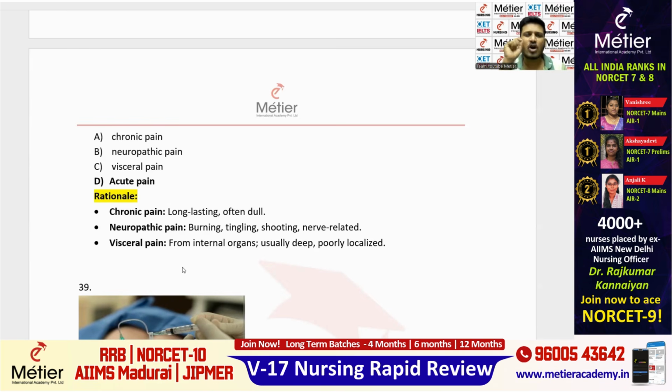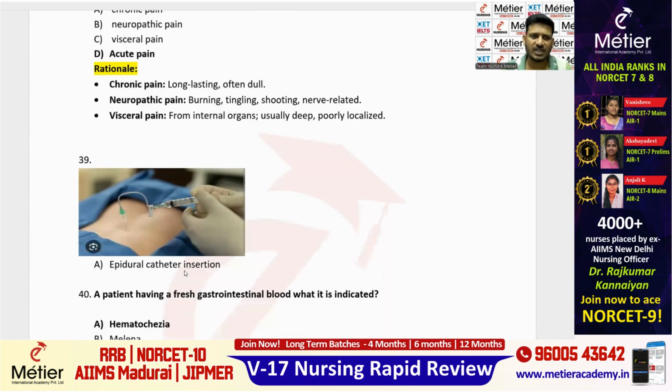Neuropathic pain will be a tingling, burning or pricking pain. That is neuropathic pain, commonly seen in diabetic patients. And in the last video I also spoke about gabapentin and pregabalin tablets, anti-epileptic tablets for neuropathic pain. And chronic pain is long-lasting and often dull. It is not acute, not severe, and no tachycardia will be there. So if tachycardia, pupillary dilatation and severe headache are present, you have to think about what? Acute pain, that is option D.